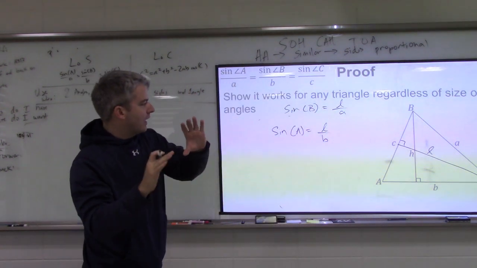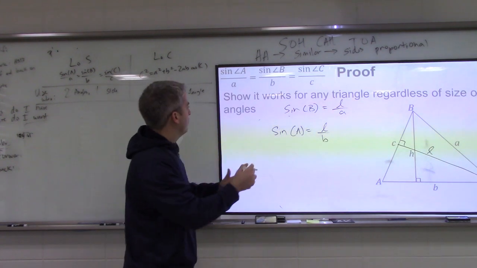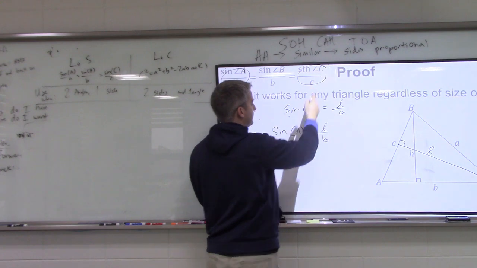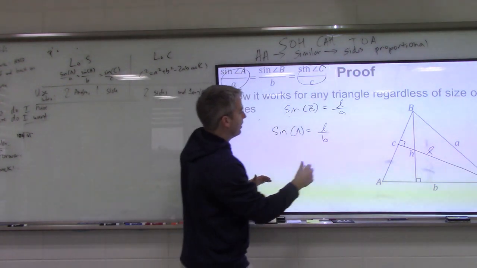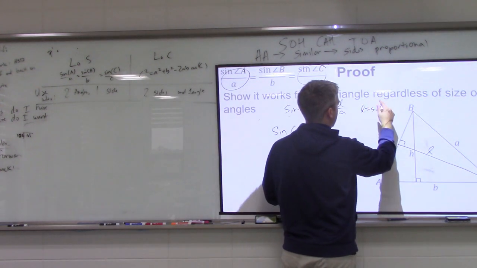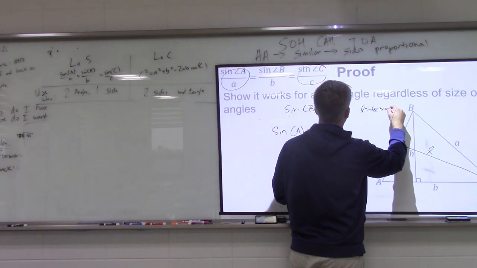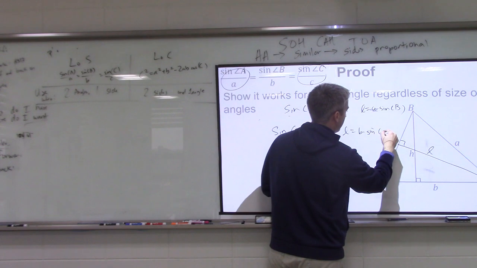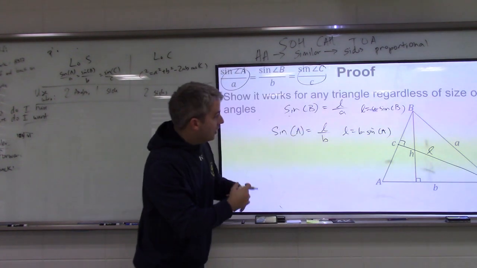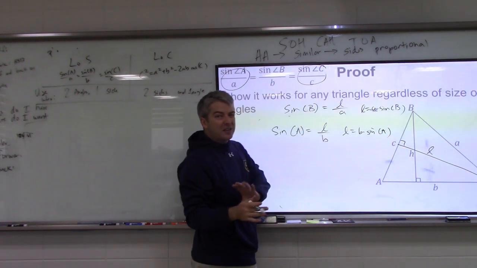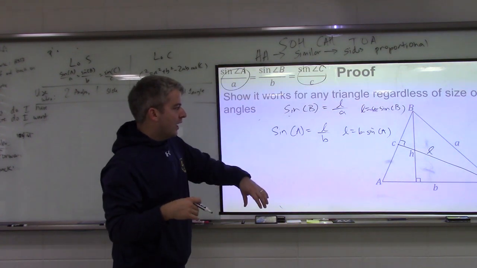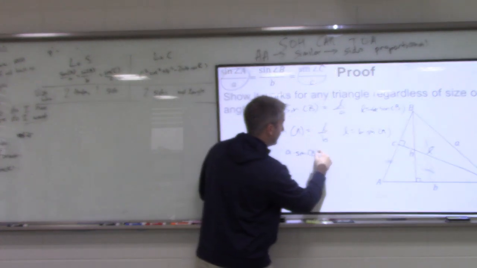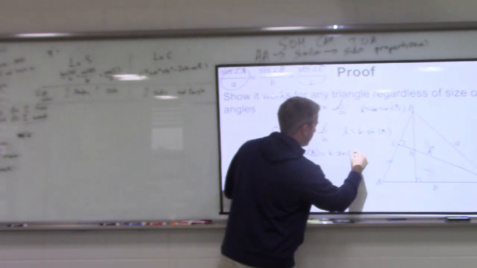If you remember where we got last time, at the end of our problem, we got sine of A over A is equal to sine of C over C. If we do a little bit of magic here again, L is equal to A times sine of B. L is equal to B times sine of A. I'll show the step: A times sine of B is equal to B times sine of A.